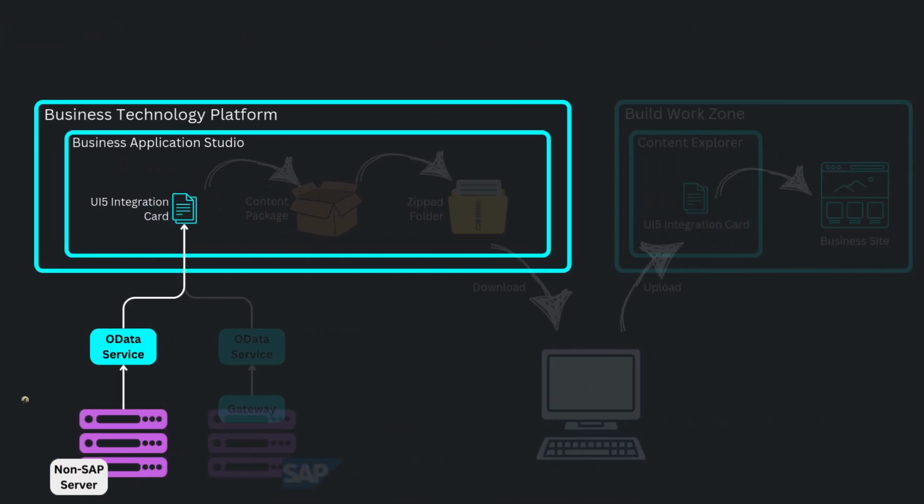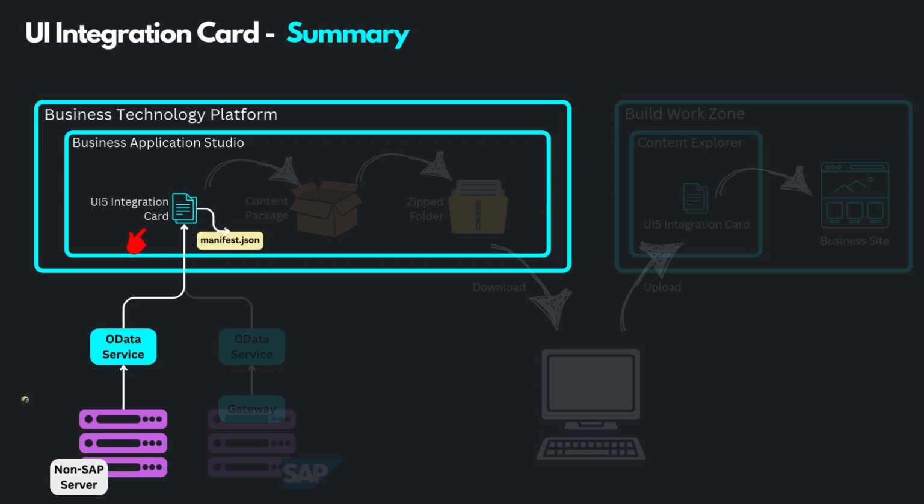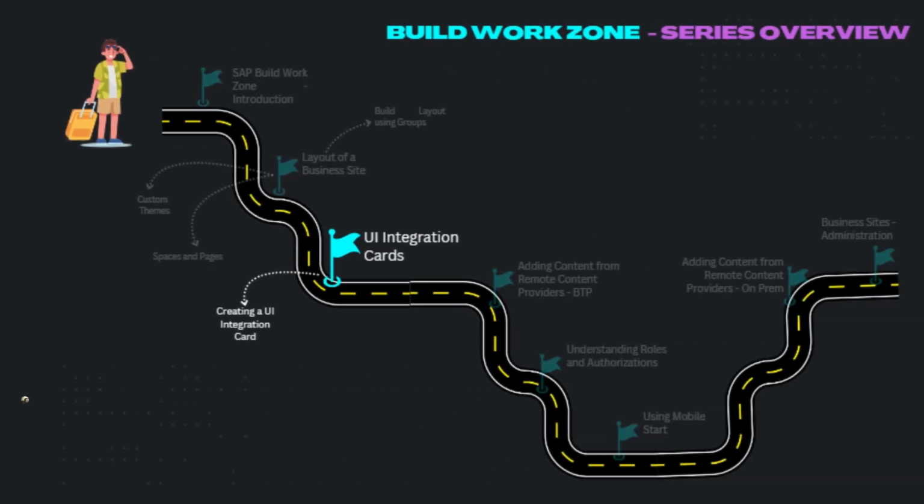So as a summary of what we have done until now, in the Business Application Studio, we had set up our UI5 integration card. We created and filled out the manifest.json file by using the property editor. We then identified the OData service that we want to use to retrieve the data. And then we set up a destination in the sub account that points to this particular server. And finally, we had used the preview option to preview how our card would look finally. So that's all for now. In part 2 of this video, I'll show you how to package this integration card into a content package and then deploy it to your business site so that this card then becomes available to all your users.